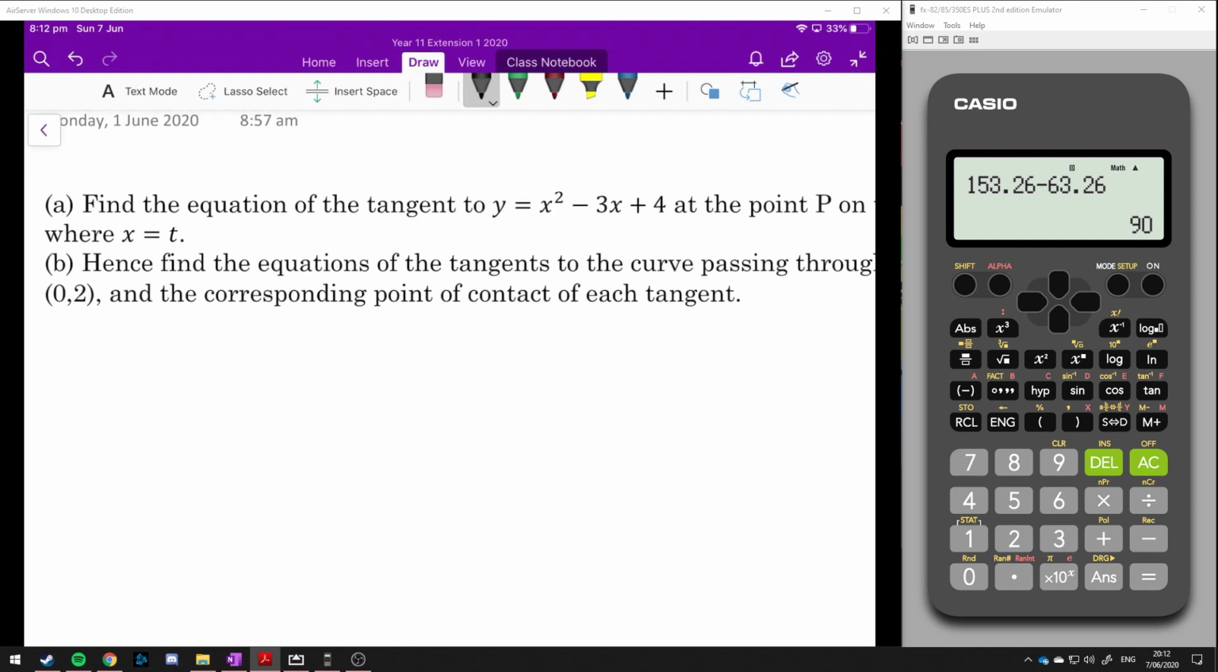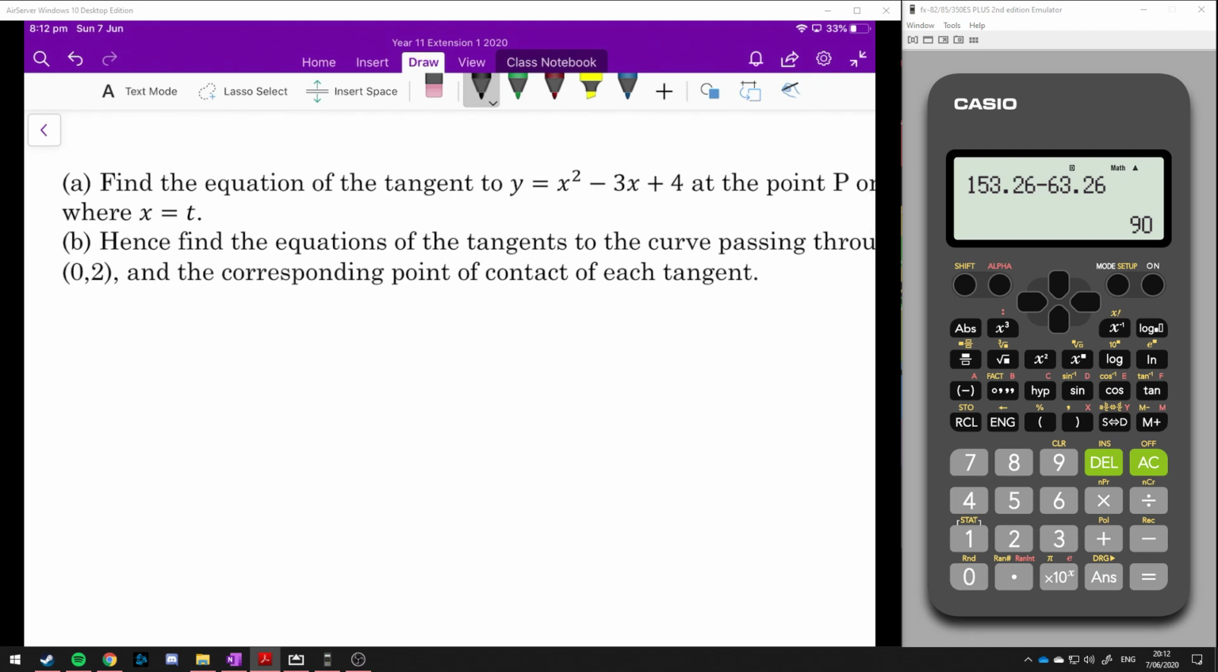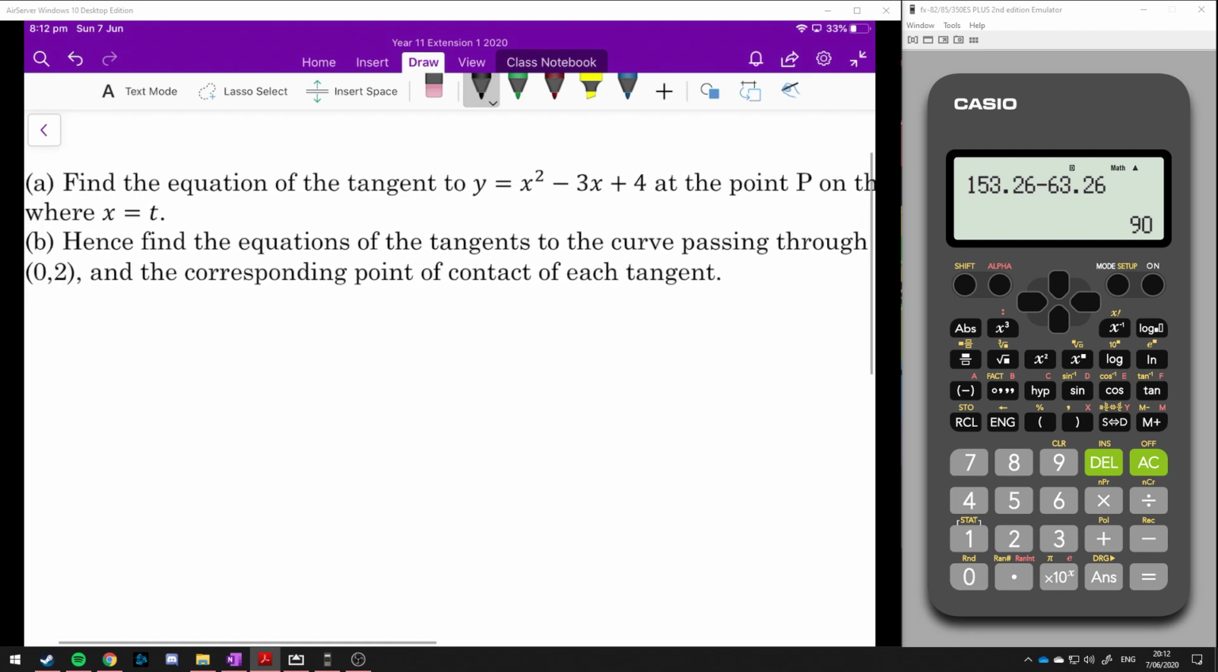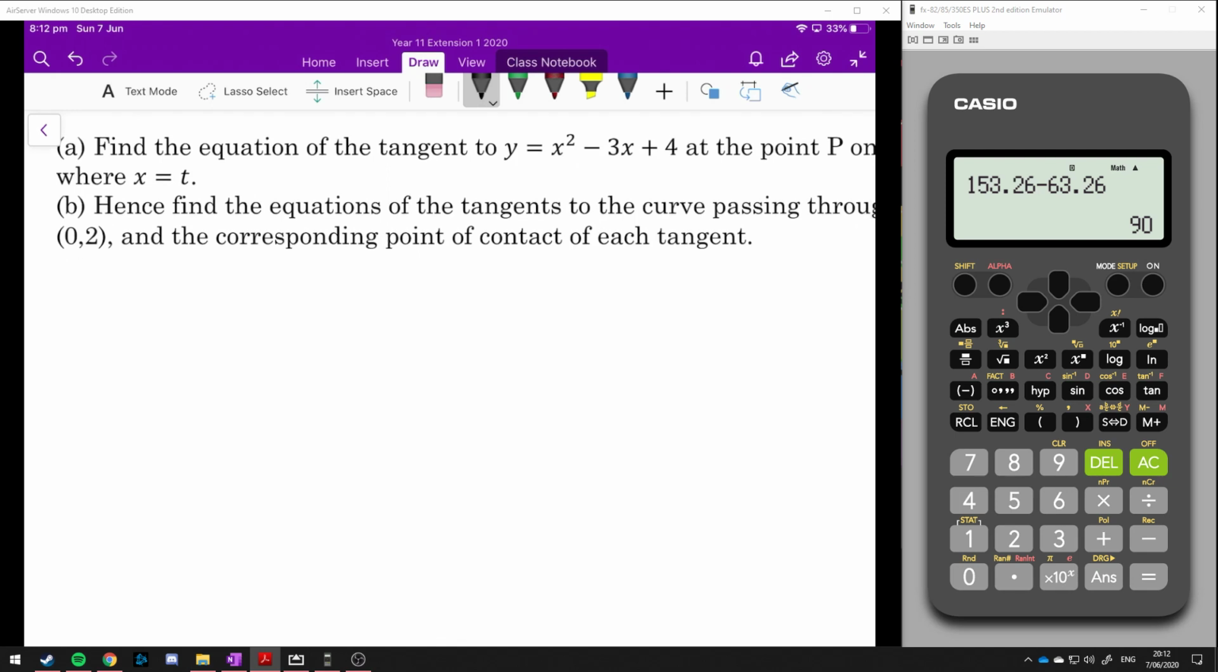So first we are going to find the equation of the tangent to y is equal to x squared minus 3x plus 4 at the point P on the curve where x is equal to t, and hence find the equations of the tangents to the curve passing through (0, 2), and the corresponding point of contact of each tangent. And after, we'll have a look on Desmos and see how this works.